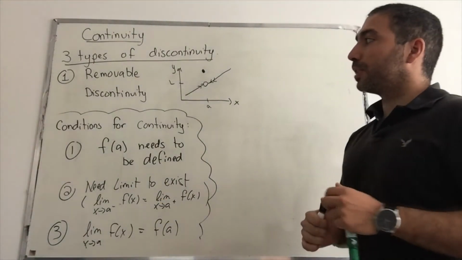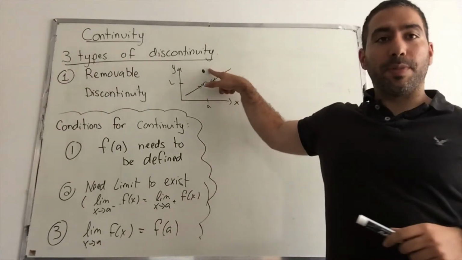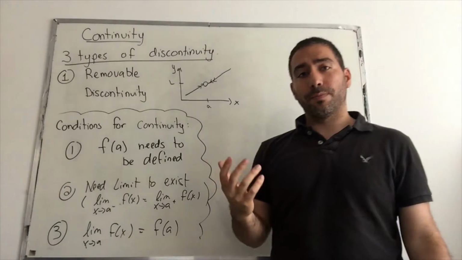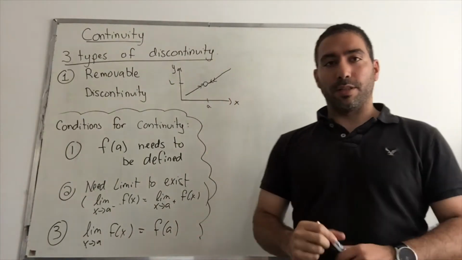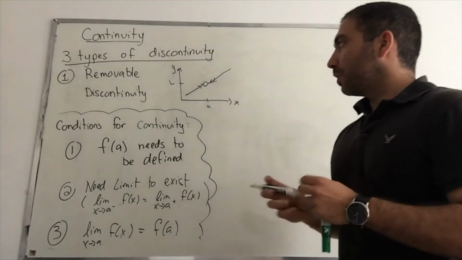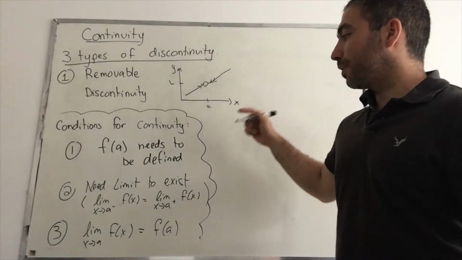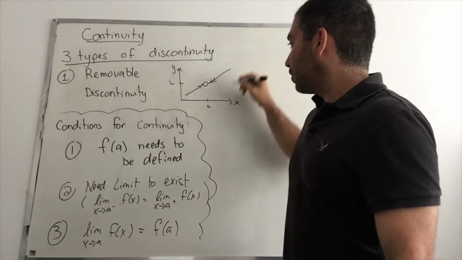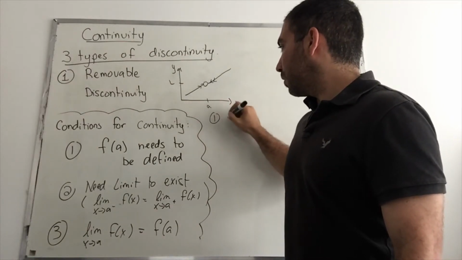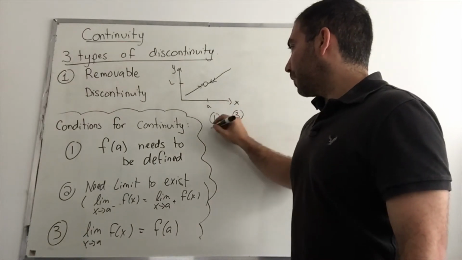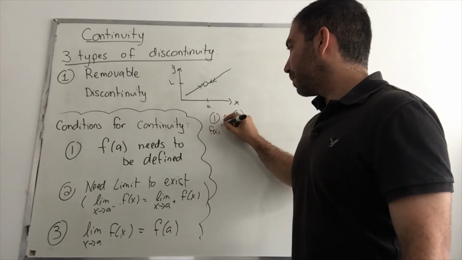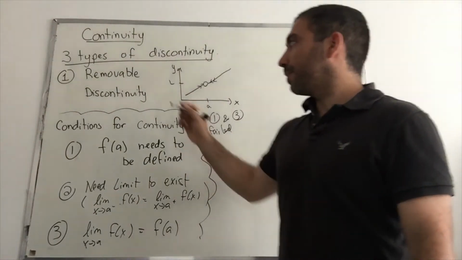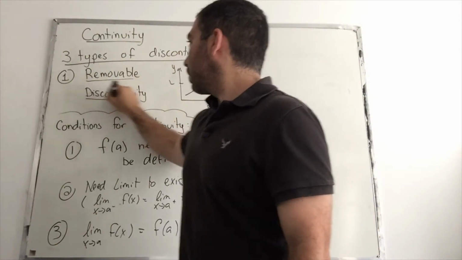Another thing for removable discontinuity, the point actually does not need to be defined. You could have just a hole. So this would also be considered removable. Okay. So this one here fails essentially 3, and at times it could fail 1. So conditions 3, 1, and 3 failed. So this is an example of removable discontinuity. Okay, so that's the first one we have to know.